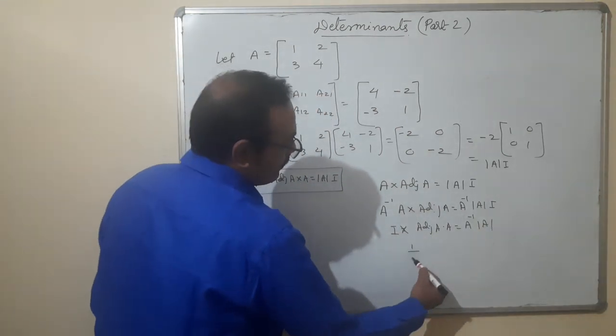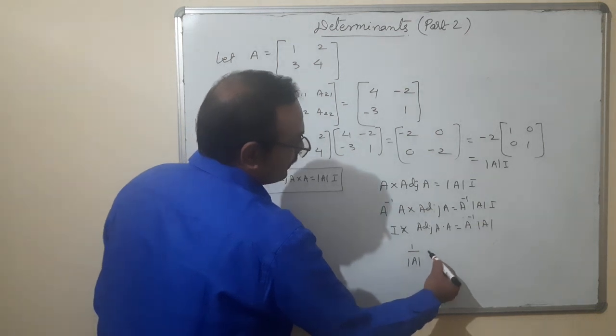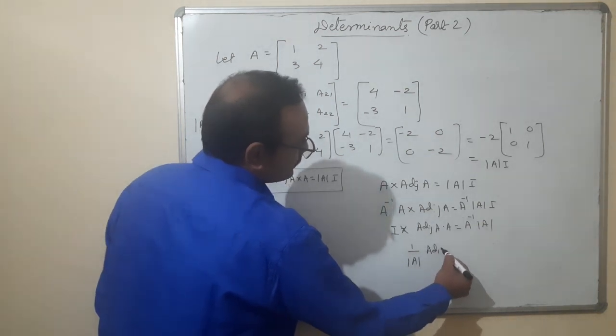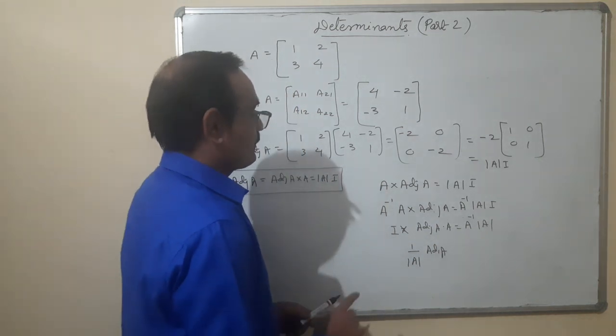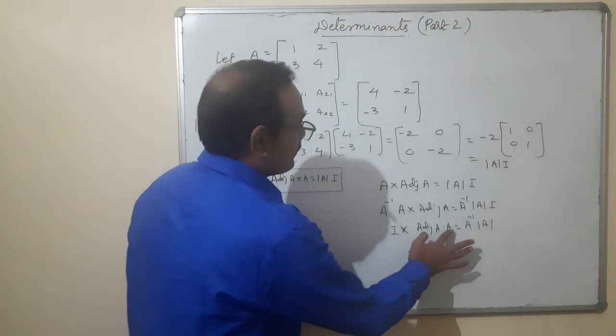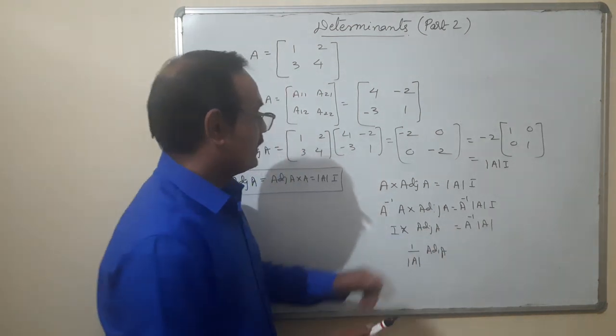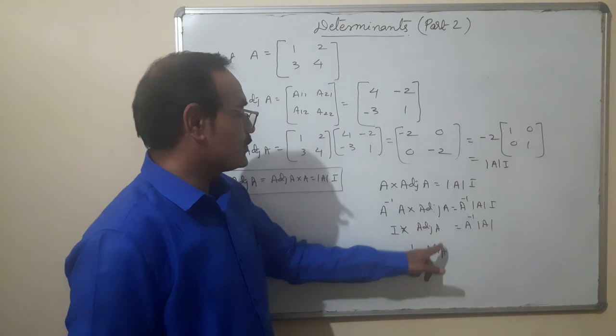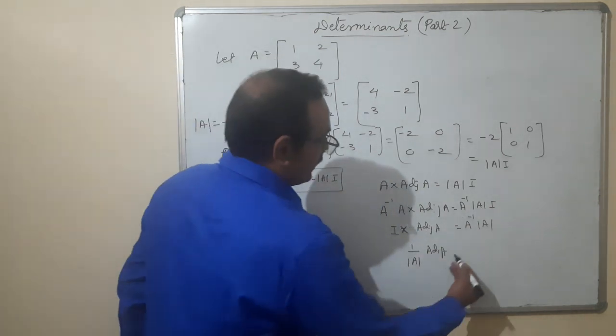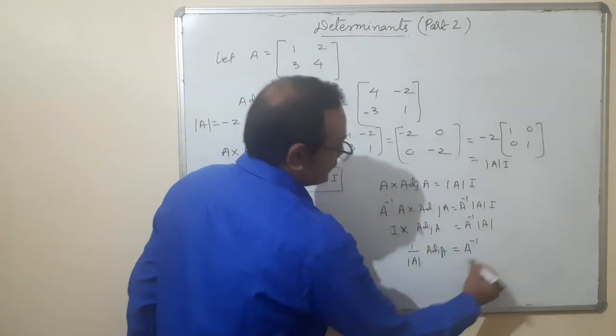So it is coming 1 upon determinant value of A into adjoint of A, which is equal to A inverse.